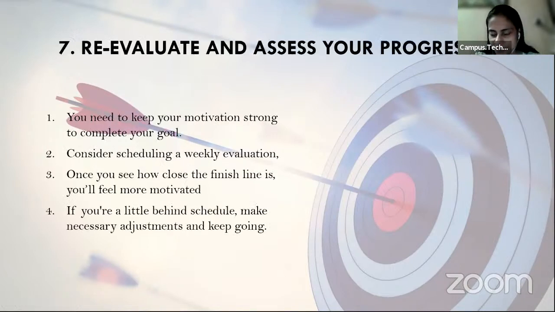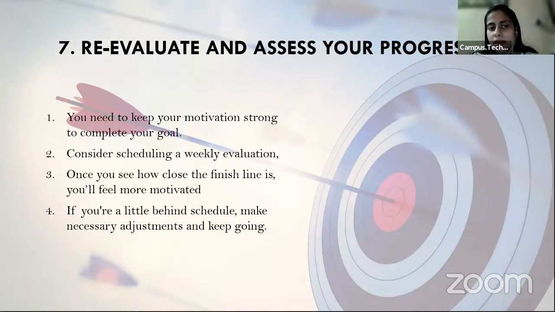The last step in the process of goal setting is to reevaluate and assess your progress. Now, when you have put that into action, you need to evaluate and check your progress. So you need to keep your motivation strong to complete your goal. That's why we say that whatever goals you are setting should be specific, realistic, and achievable.